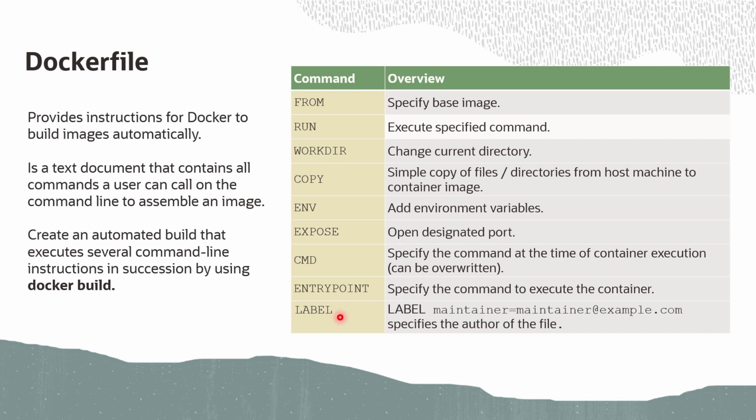Labels are used in Dockerfile to help organize your Docker images. Labels are key value pairs and simply add custom metadata to your Docker images. As you can see from the example, we have specified the key value pair as maintainer, which specifies who is the one maintaining this Docker file.